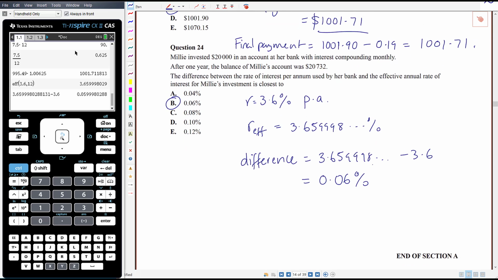Okay, so that's the core section of the paper. I'm just going to pause the video now and I'll resume and have a look at the matrices section as well.